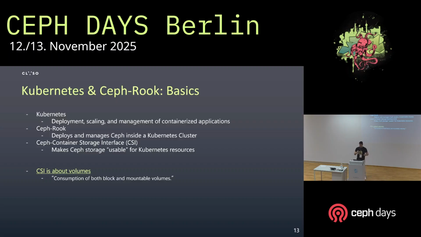And Ceph-CSI is specifically about the consumption of block and file volumes. We're not talking about objects, right? If we want to consume objects in Kubernetes, we're talking about COSI. That's a different standard.